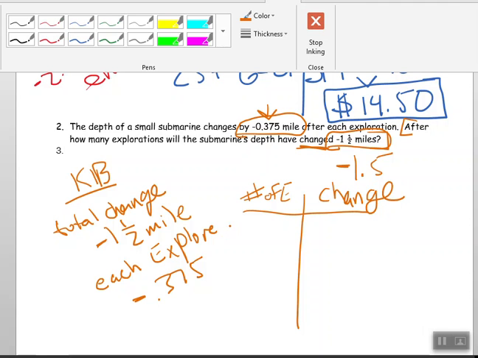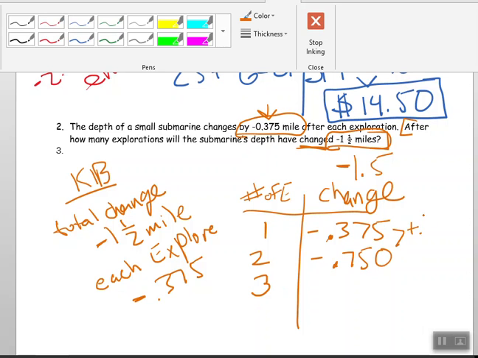So with my first exploration, I go down, negative 0.375. And again, I don't know where I started, so all I'm going to be able to figure out is how much I changed. All right. Now for my second exploration, I would add that negative 0.375 again, and I would get to negative 0.750.